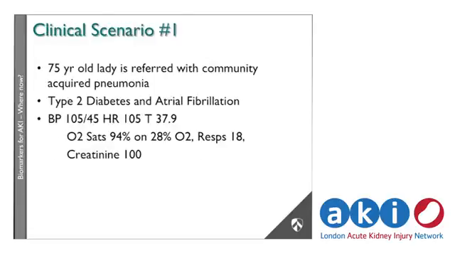But let's start off with some clinical scenarios. I apologise to Marlies, who's seen probably most of these slides before. Anyway, this is a 75-year-old lady with community-acquired pneumonia who has diabetes and atrial fibrillation. She's got a borderline blood pressure, lowish diastolic, a bit tachycardic, low-grade fever. She's got not terribly high respiratory rate. She's got a creatinine of 100. We don't really know what her baseline is. She's not requiring much oxygen.